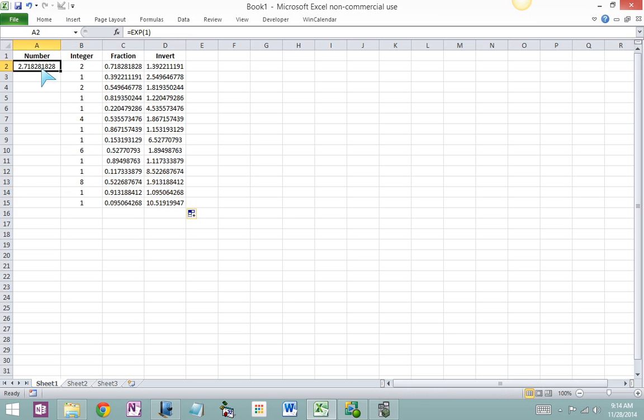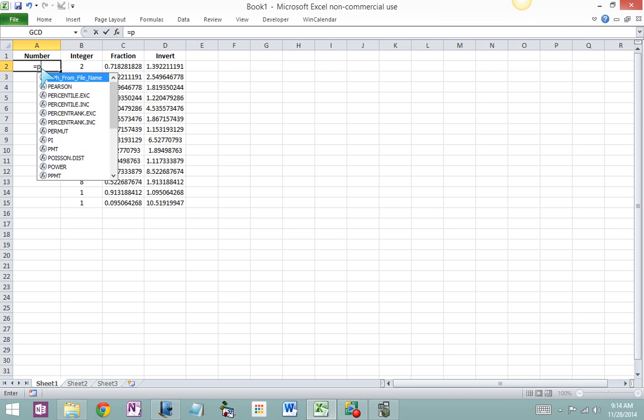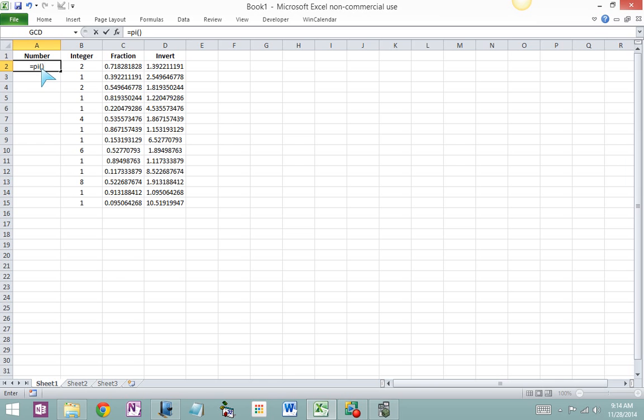Let's just try it here with pi. So we type here equals pi, parentheses, parentheses. That's how you do it with this. And there we have the continued fraction integers for pi. We can do this with any number now.